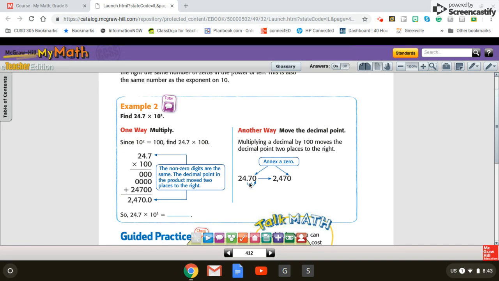Or you move the decimal point 2 places. So it goes from here 1 place to here 2 places. And your answer is 2,470. Now you say, well, where did the decimal point go? I mean, you can put the decimal point over here, but it's not needed because it's now a whole number. But you can put it there if that helps you. We'll check it wrong if you have it there.